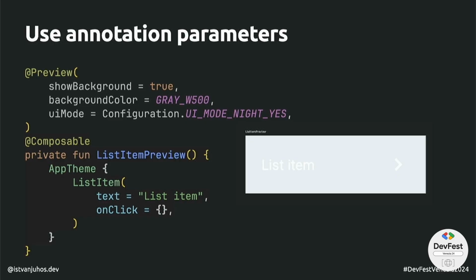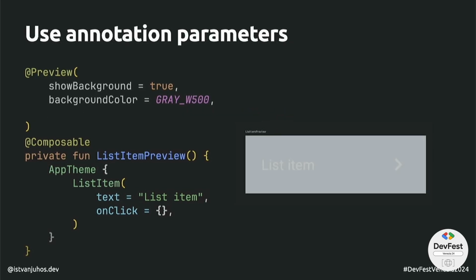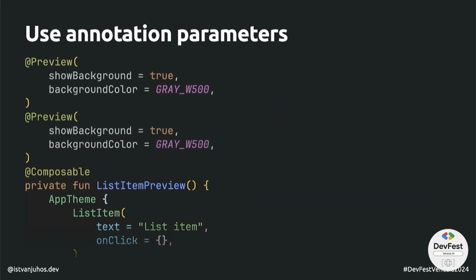As it turns out, this list item properly supports dark mode, so it renders its text and the icon color, so the foreground color, in white. So now we have white on a whitish background. Again, that's not a great thing. What we can do here, of course, is to introduce another preview, because we can do that.